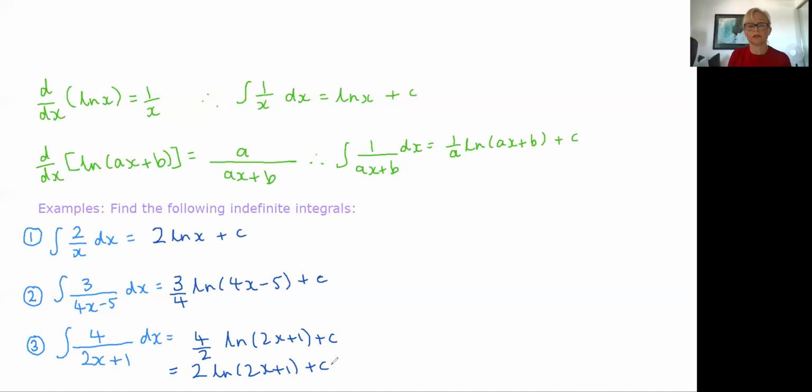Just to recap, our rule about the integral of x to the n doesn't work if n is -1. So if n is -1 and we get the 1 over x, we then need to do our natural log of x.